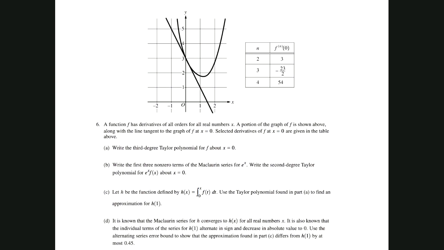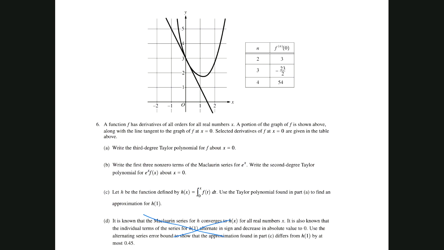Now, I believe that we can't do letter D because this is a convergence, and they didn't ask us to do convergence. They just asked us to be able to do a Taylor and a Maclaurin series. So convergence is not going to be there. All right, so let's take a look here.